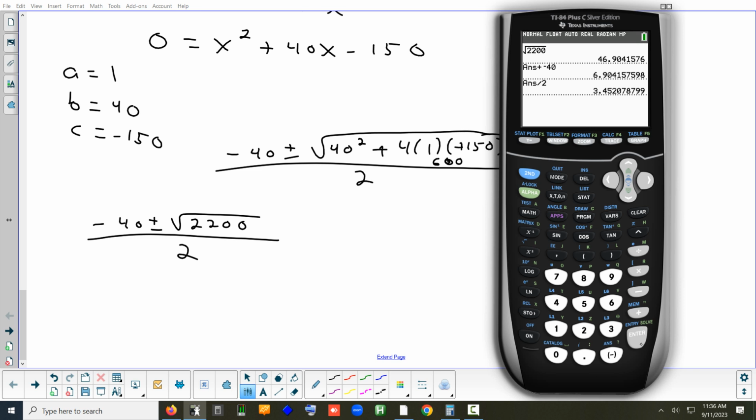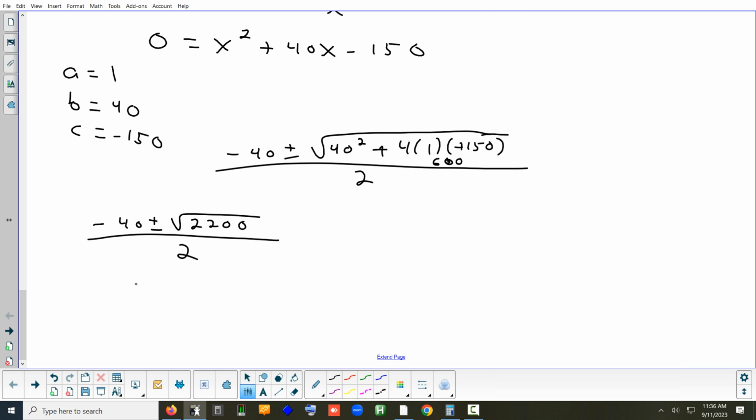So that's about 3.45. The sidewalk is just about 3.5 feet.